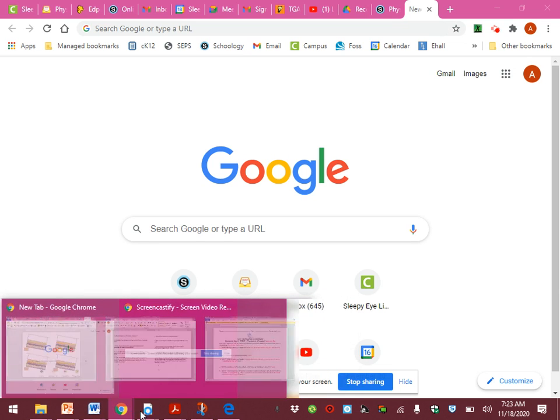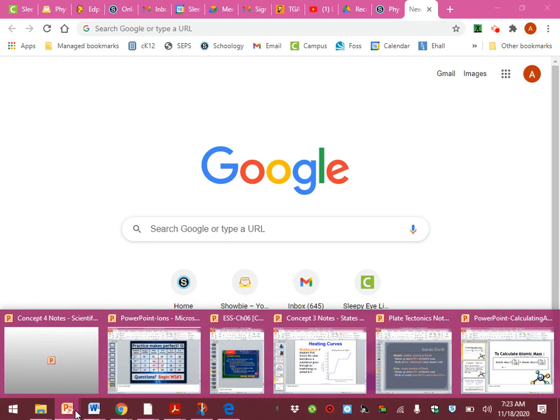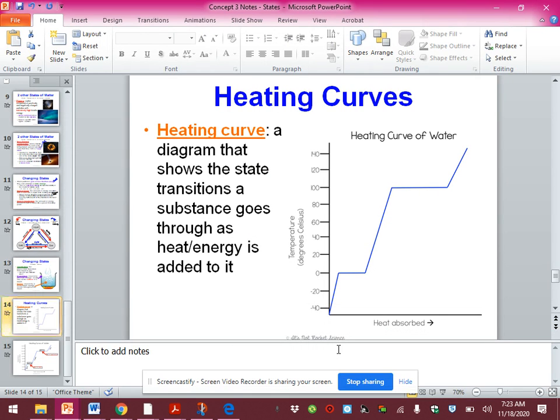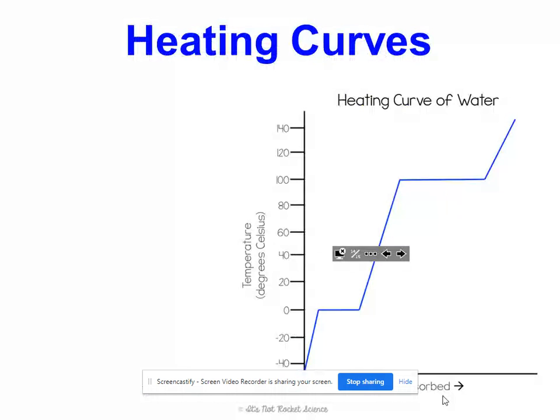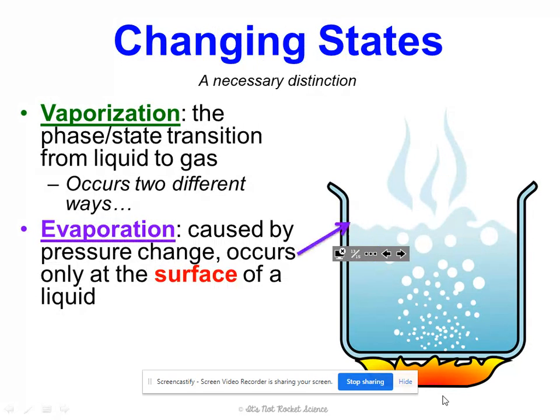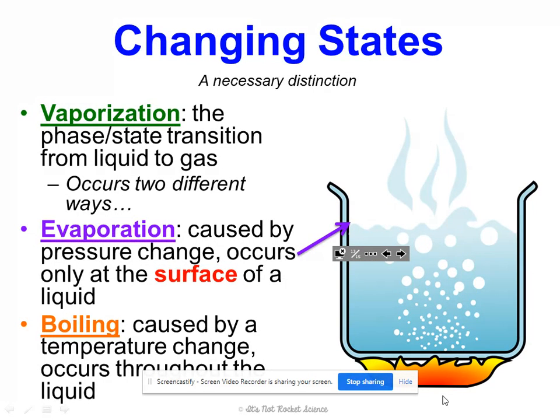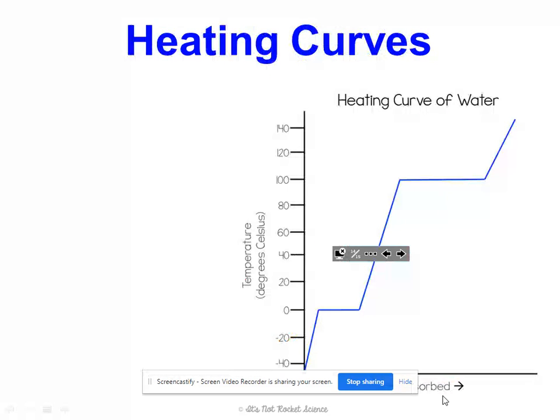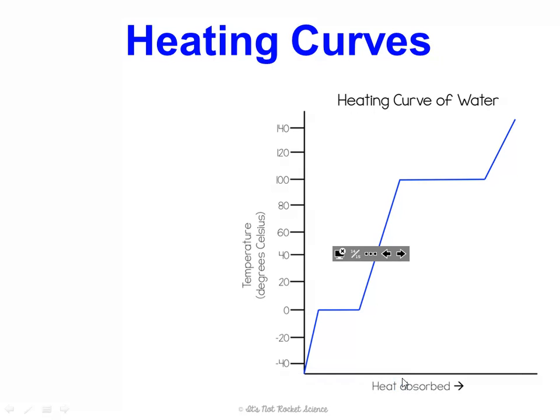All right, so for today, we are going to be looking at finishing up just the rest of our notes here for Concept 3. So we ended here yesterday or the day before on vaporization, evaporation, and boiling, and how both of those two are basically the same thing, so it can occur two different ways. So the last thing that I want to touch on is this graph here that talks about heating curves.